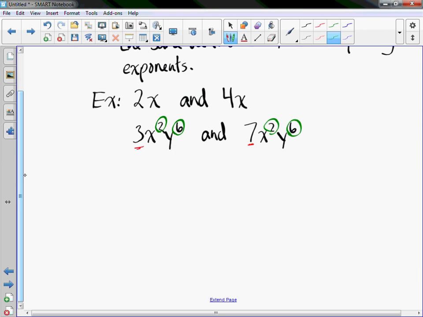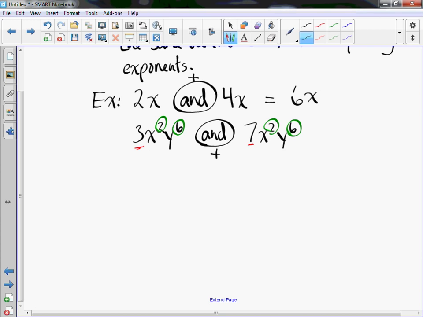Okay, to combine these, we replace these ands with plus signs, because that's what and means in math. Okay, we could combine these. 2x and 4x is 6x, and 3x squared y to the 6th and 7x squared y to the 6th is 10x squared y to the 6th. Also notice when I add like terms, the powers on my exponents do not change.